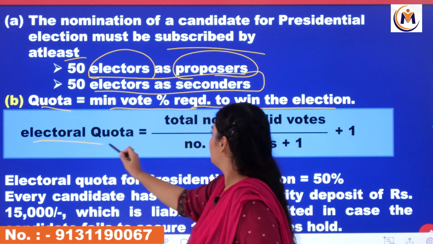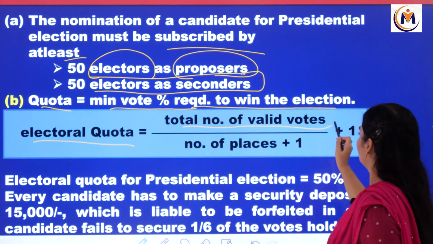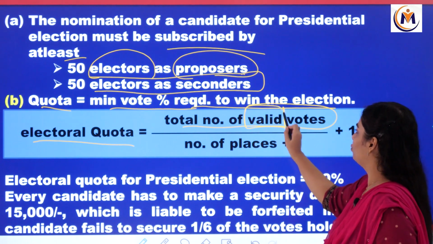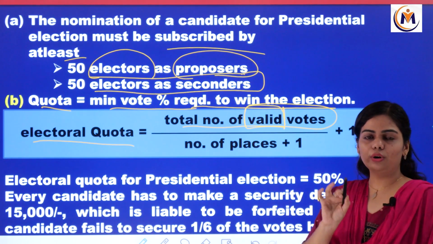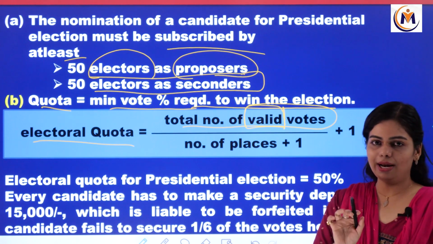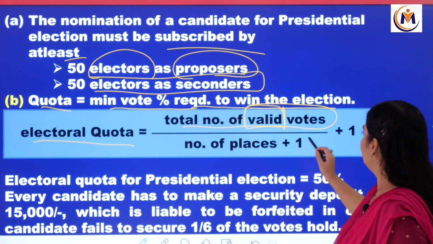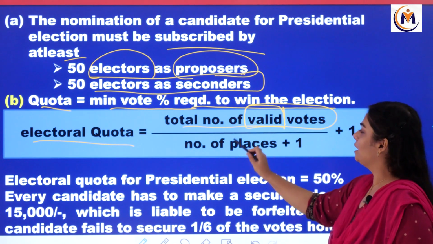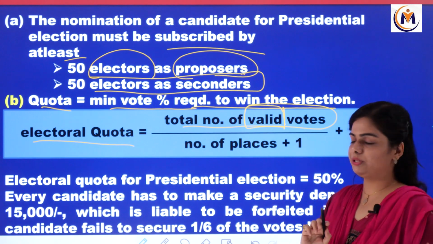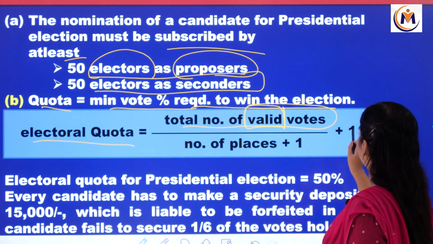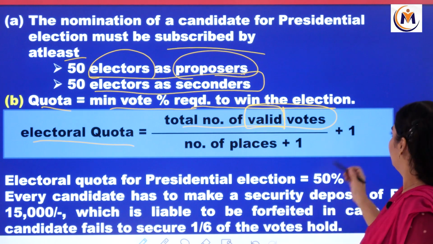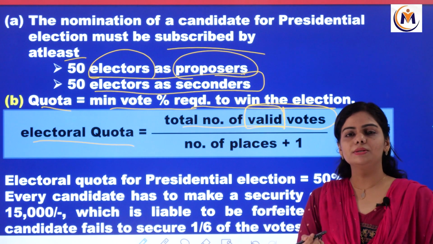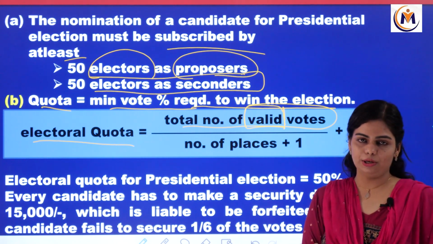So what is this electoral quota? This electoral quota is the total number of valid votes. Point to be noted, the votes have to be valid, meaning each vote should have the first preference of vote, the first preferential candidate. That will be a valid vote. Divided by the number of places, meaning number of people participating in the presidential election, plus 1.